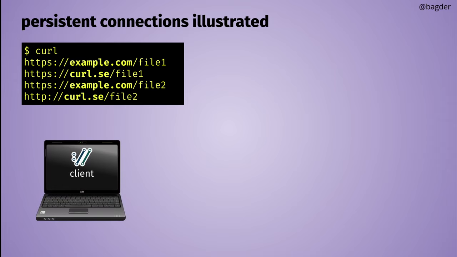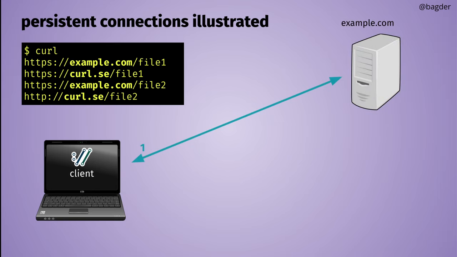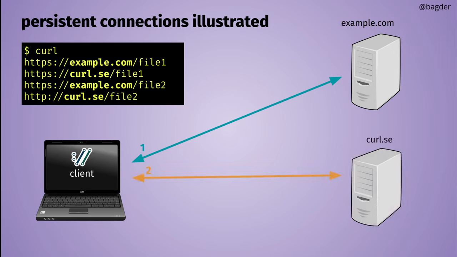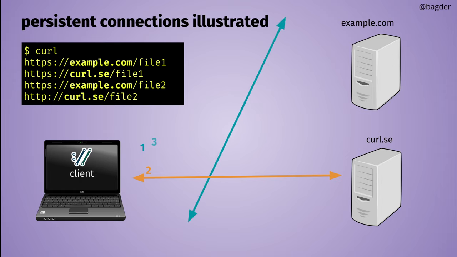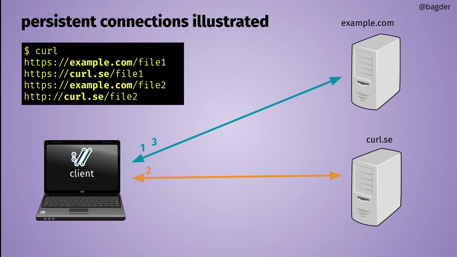So basically, curl, the laptop here, sets up the connection to example.com. That's the first URL, https://example.com/file1, and we get that data from that server. And then it says, oh, we're going to talk to curl.se. We set up that connection and we get that transfer. But then the third transfer, you see, same scheme, same host name, same port number. We can reuse the same connection again. So the third transfer here reuses the same connection to example.com.